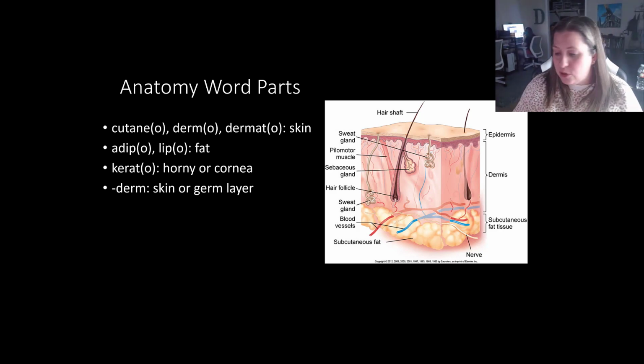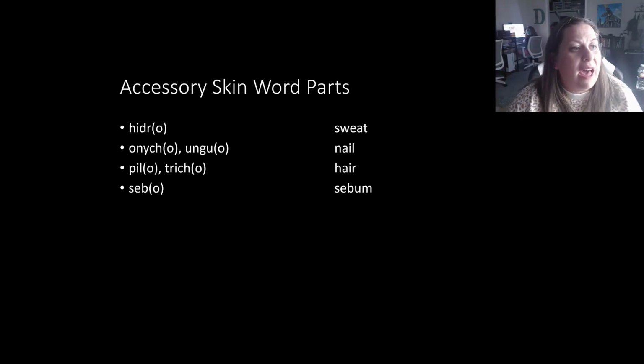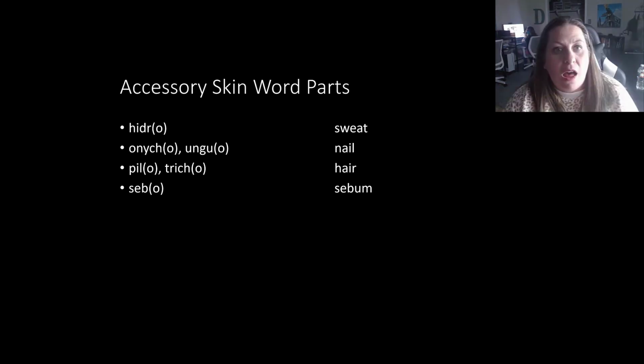You see the hair follicles themselves, as well as blood vessels and different types of nerves that are present in the skin layers. So then we have hydro, and this is going to deal with sweat. Onycho is nail, as well as ungul is going to be also nail. Pilo or tricho are going to be for hair, and sebo is going to be for sebum.